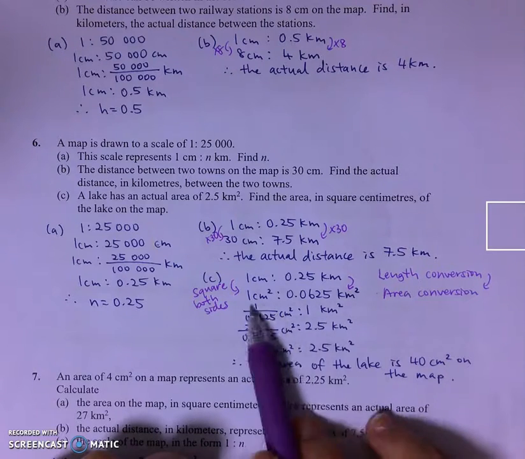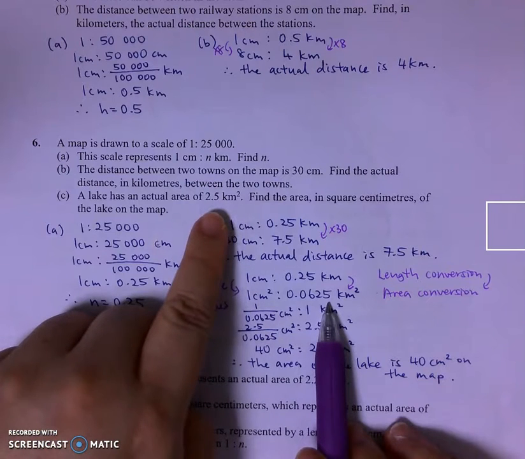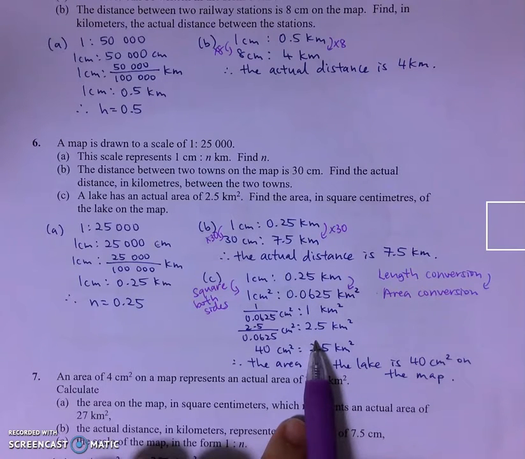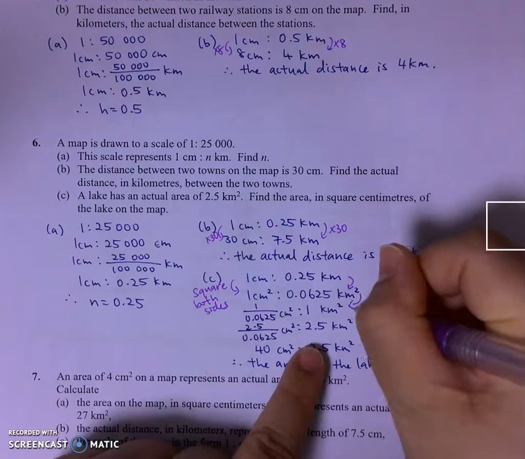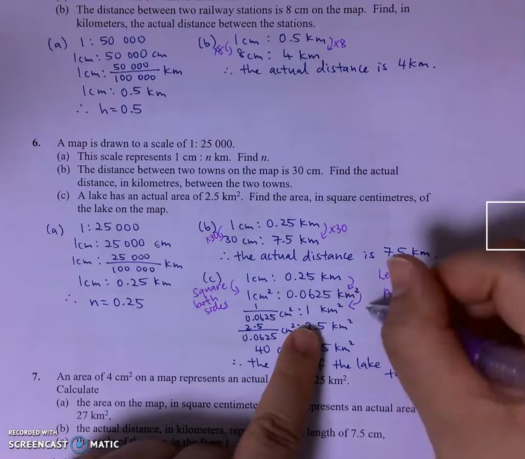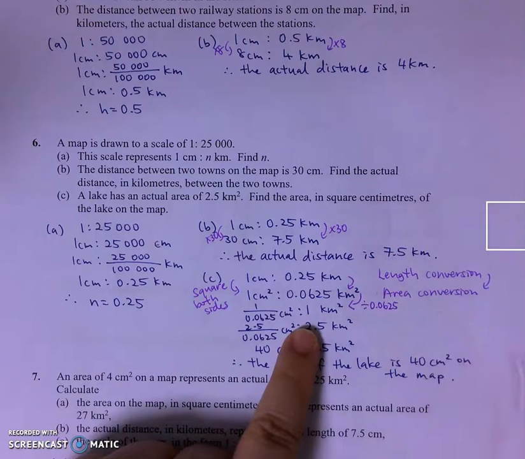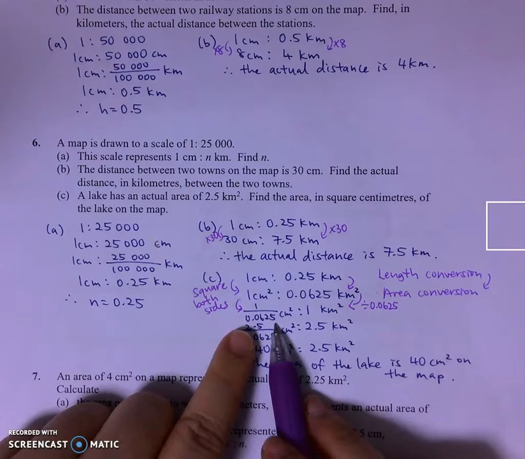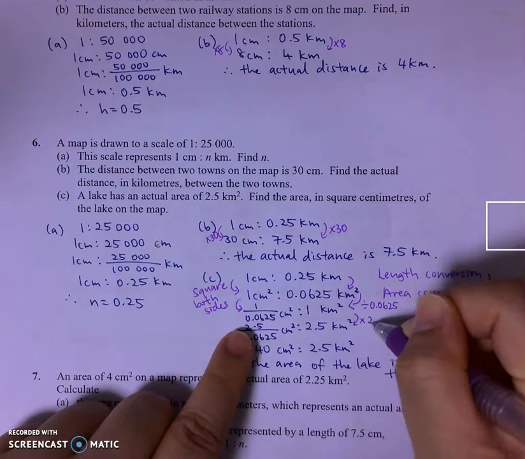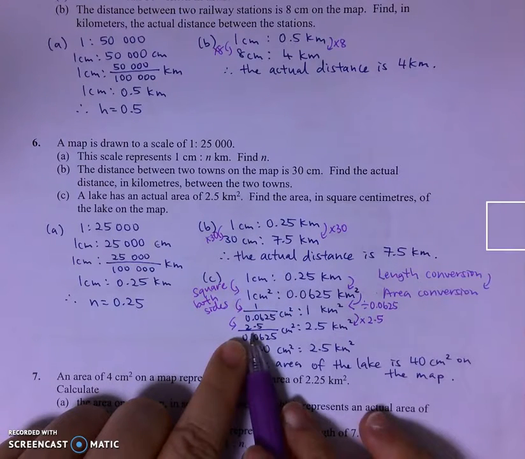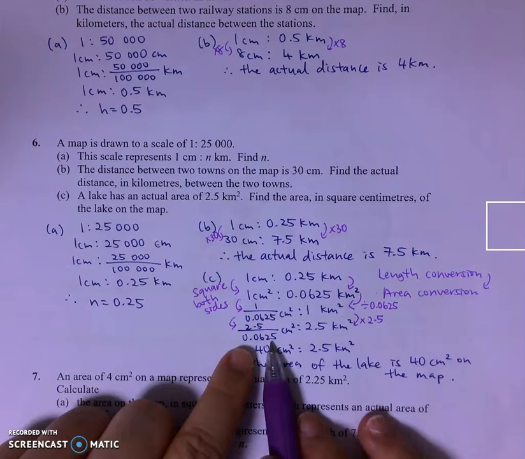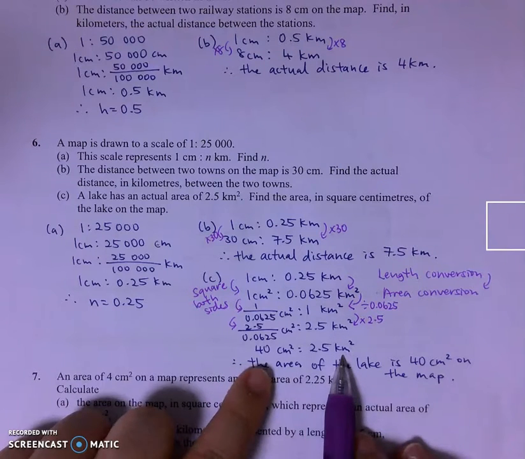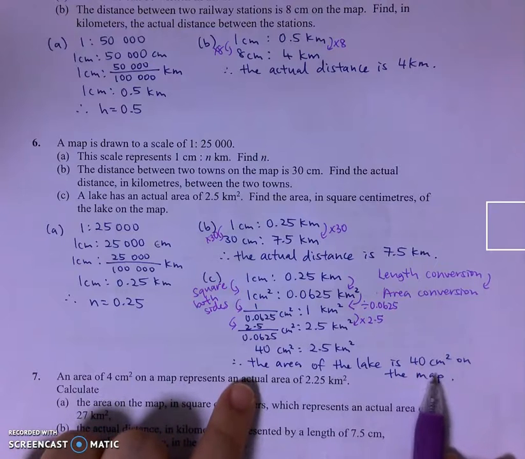Okay, so I have the area conversion. They give us the actual area as 2.5. So now I'm trying to change the value on the right hand side of the ratio to 2.5. I can easily do that by changing it to 1 first. So any number to change to 1, I just have to divide by the same number. So I will do the same on the other side. So you see that I have 1 divided by 0.0625. Then I multiply by 2.5 on both sides. So you see that I have 2.5 over 0.0625. So I key this into my calculator to get 40 cm square. This to 2.5 kilometers square. So the area of the lake is represented by 40 cm square on the map.